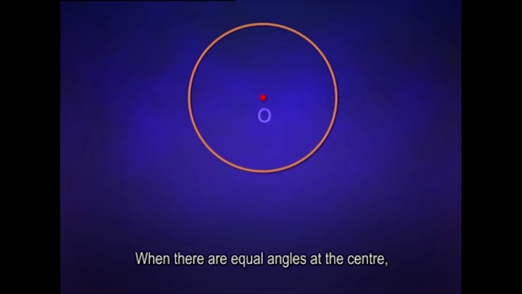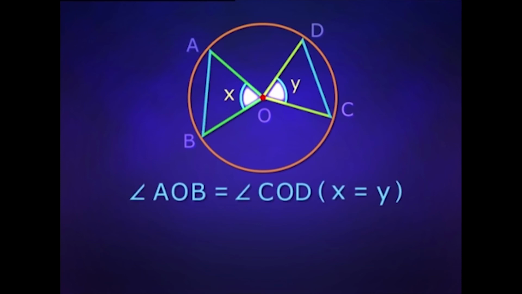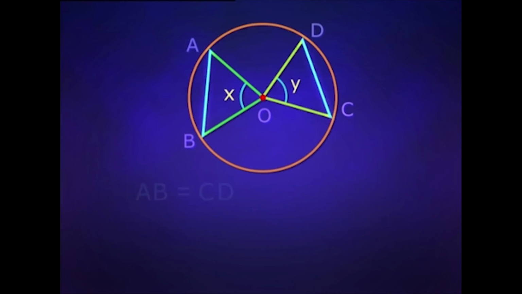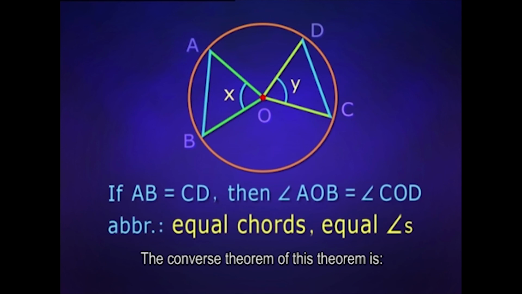When there are equal angles at the center, they stand on equal chords. The theorem is equal angles, equal chords. The converse theorem of this theorem is equal chords, equal angles.